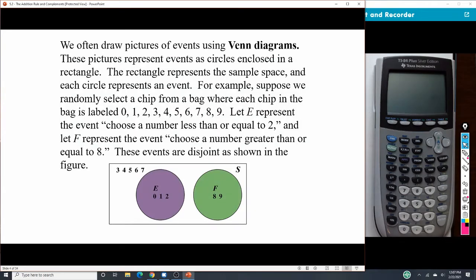So we can see that in this Venn diagram here. We have the two circles. Notice that the things in the circles are completely different from each other, so they don't have anything in common. They don't overlap. And so we would call these disjoint because they have nothing in common.